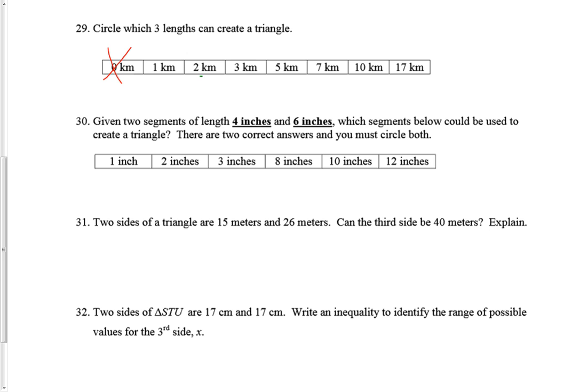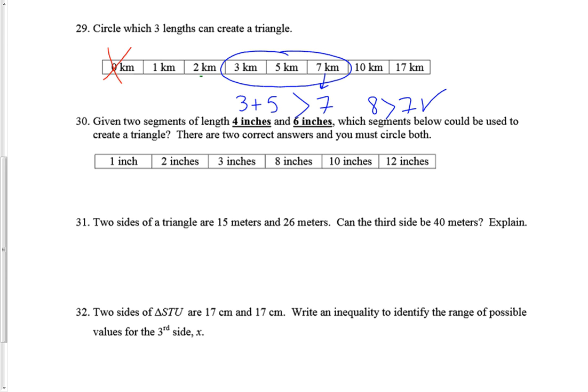I'm going to move on. The next three I'll try are 3, 5, and 7. When I add the two smallest, is that bigger than the biggest? Well, 3 plus 5 is 8. Is 8 bigger than 7? And it is. So I have found the three lengths that will create a triangle.